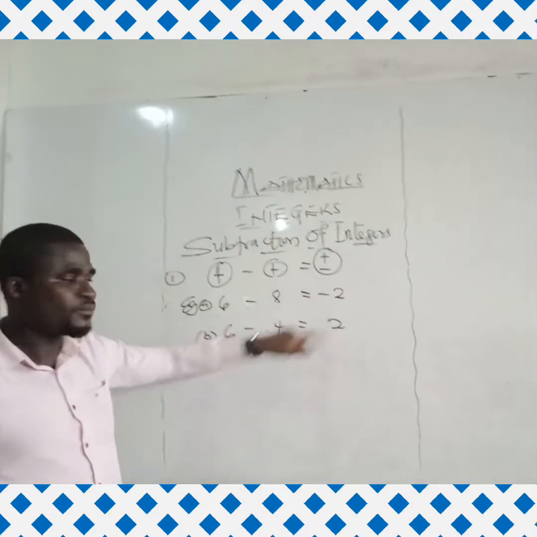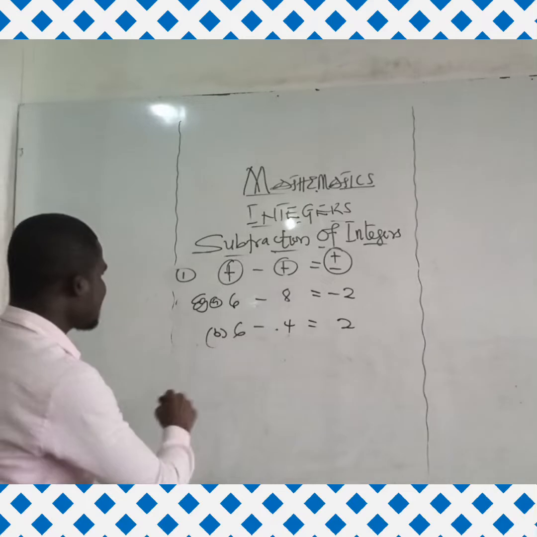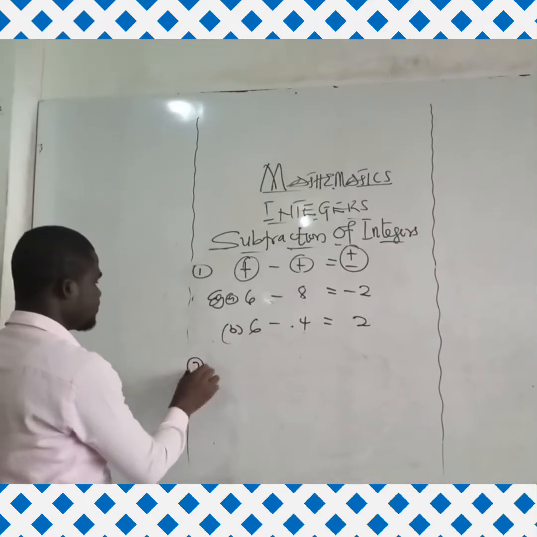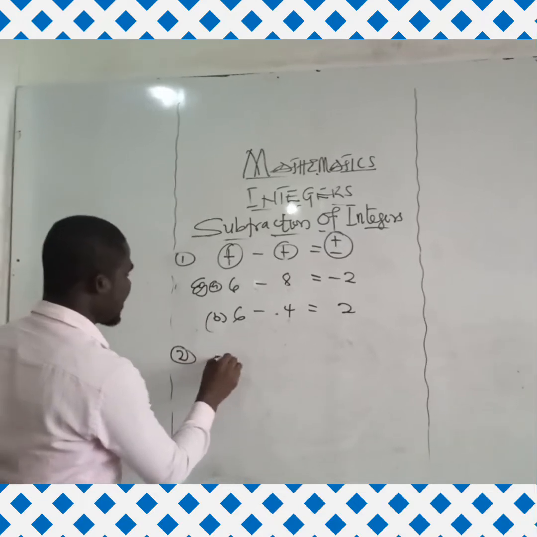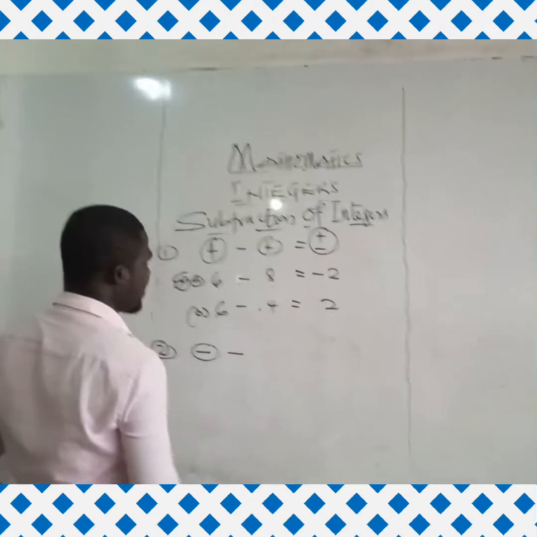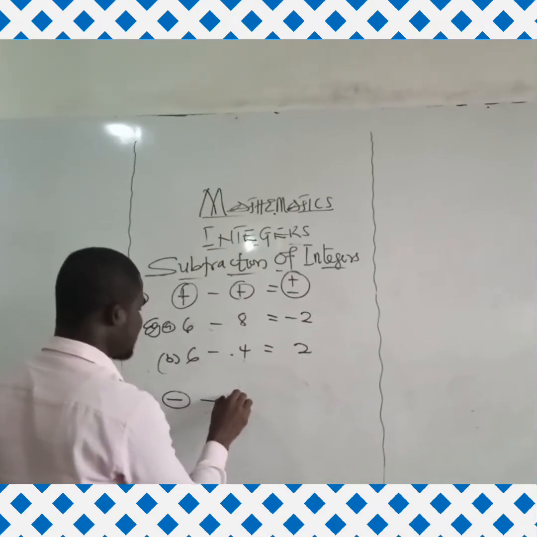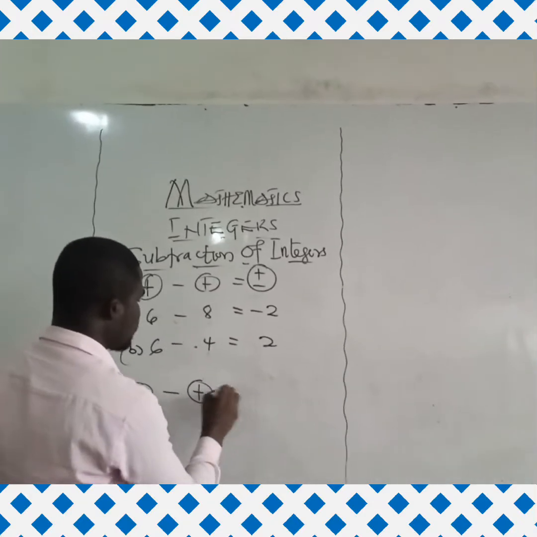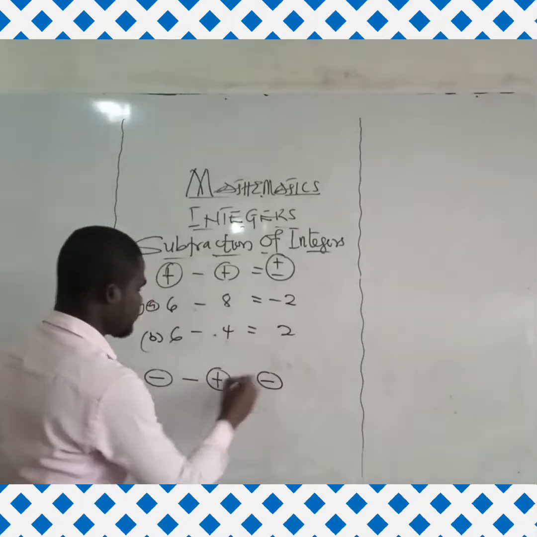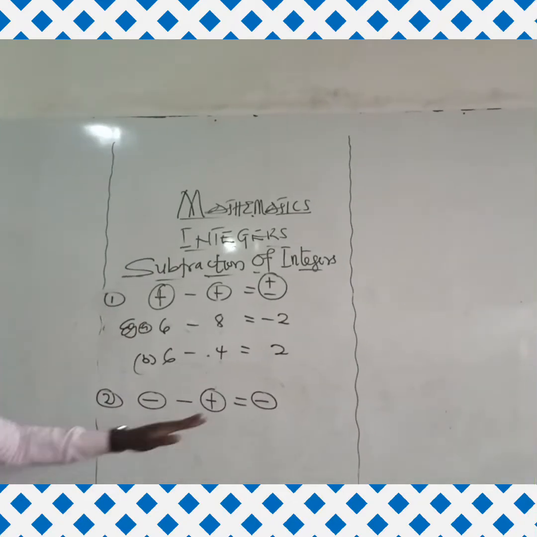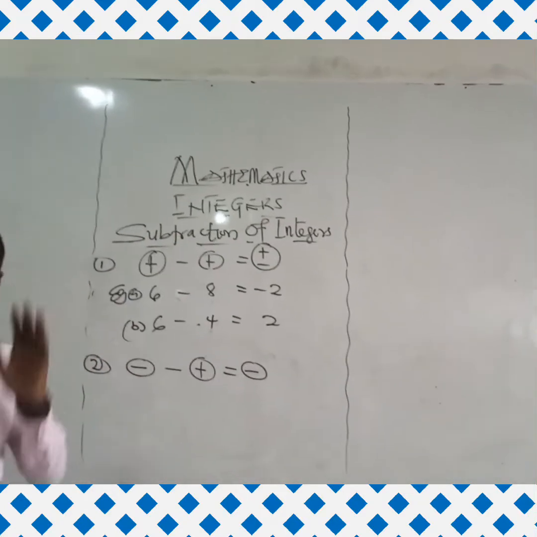Okay, let's take number 2. Number 2 says when negative minus positive. Negative minus positive will give us negative. Always the result will be negative.